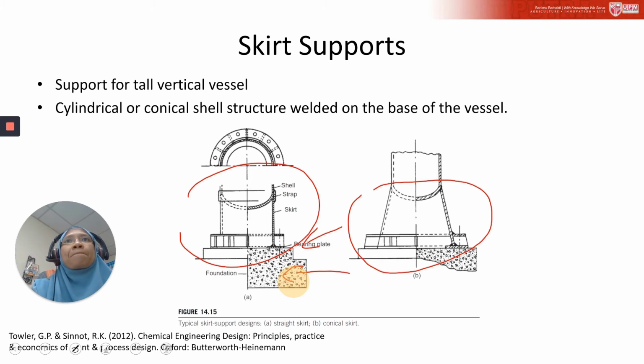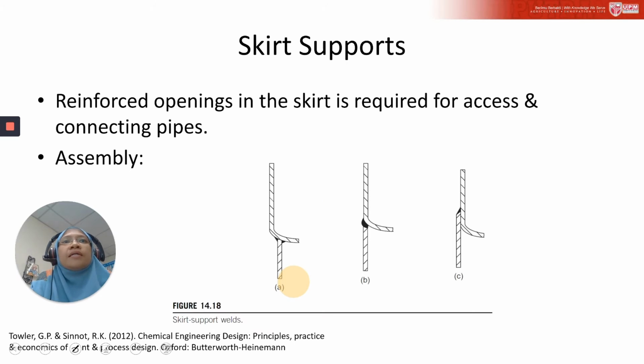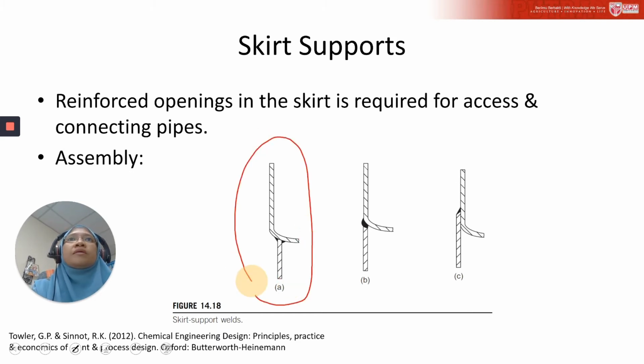All right, and then this is the type of assembly. Okay, there are three types of assembly. So for this A, we call it welded flush with the shell. Welded flush with the shell. And the other one is welded to the outside, okay, to the outside of the vessel shell.